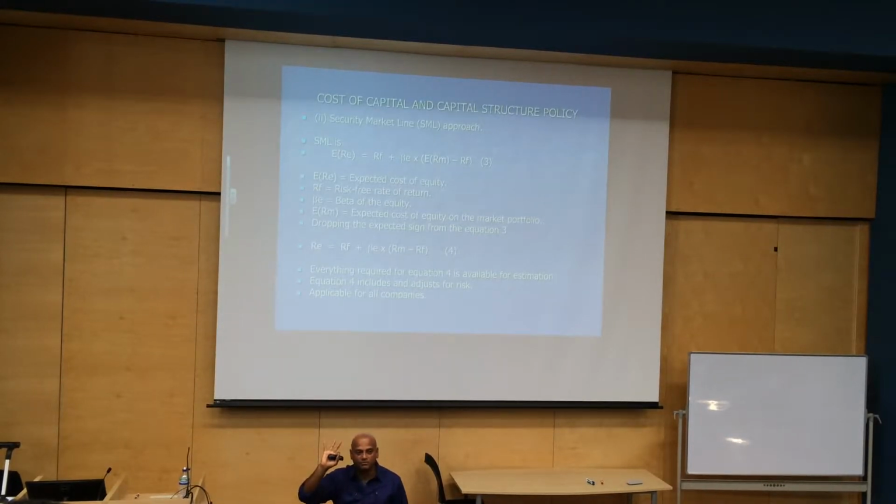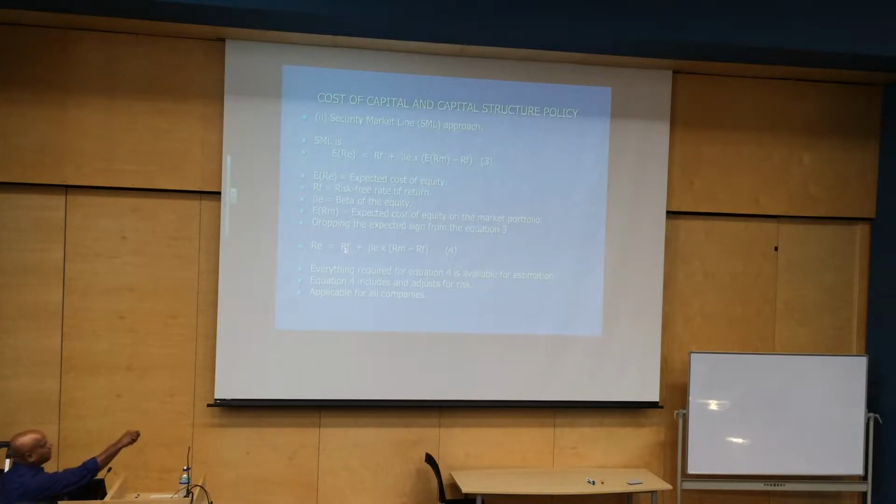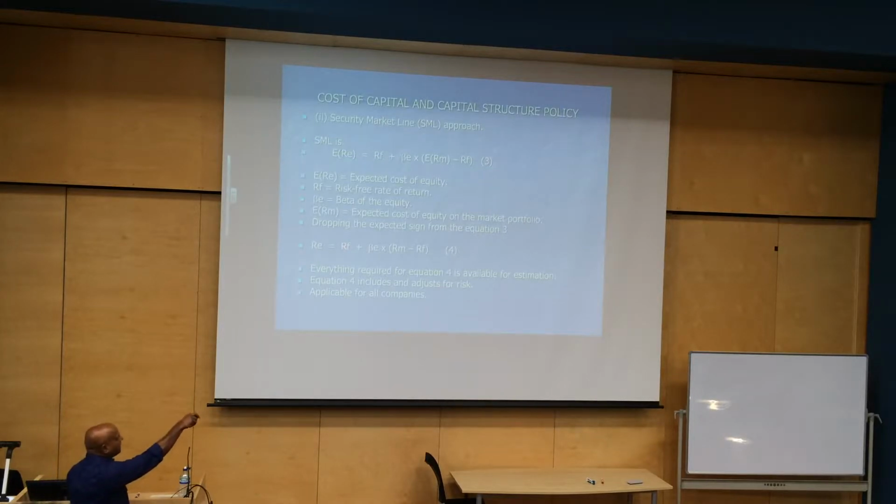Why? Because of different beta. This is common for everybody. The risk-free rate: 3 months treasury bond, UK, US. That's common for everybody. The market rate, the market portfolio, everybody sees that. That's not my property, that's not your property, that belongs to the market. So this is common for everybody, this is common for everybody, and this is common for everybody.